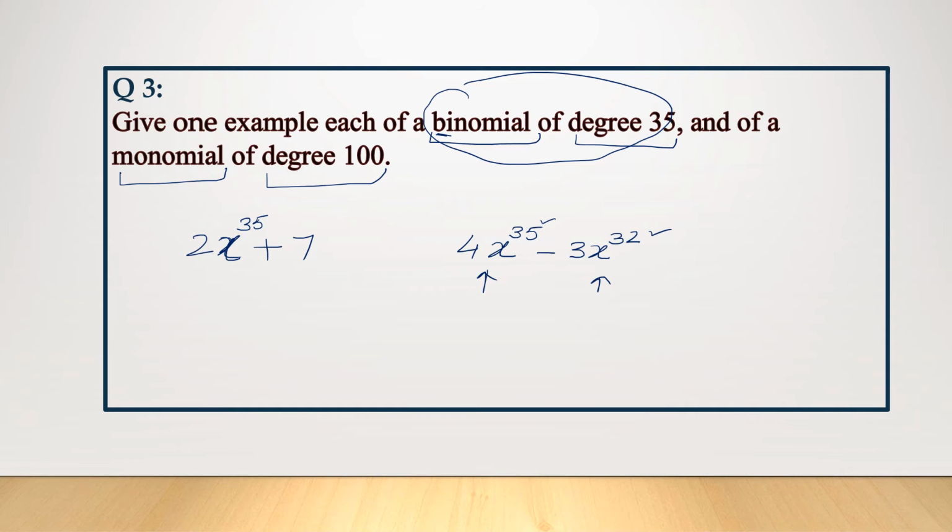Now let's write a monomial of degree 100. Monomial of degree 100, that is a single term. Let's write x only, and degree 100, so let's write 100 as the exponent. If you want, you can write 3x power 100. You can write minus 7x raised to the power 100, right? All these are monomials. They have a single term, right? And the degree is 100.